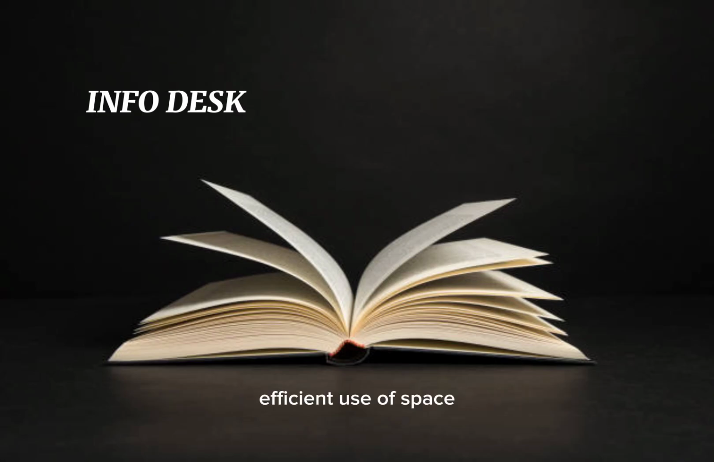Efficient use of space. A sphere is the most efficient shape for enclosing the maximum volume with the least surface area. This allows a planet to hold the most material within its gravitational pull while minimizing the surface area that interacts with its environment.